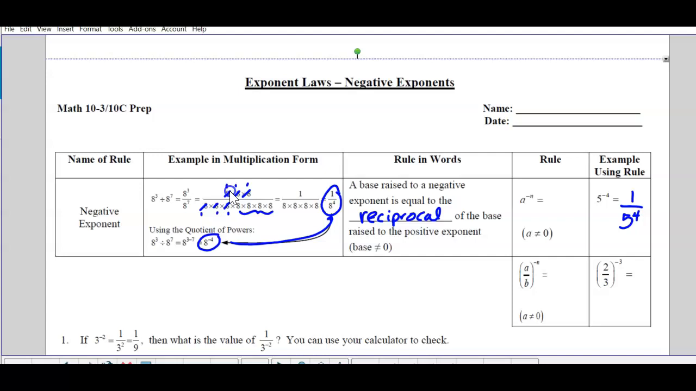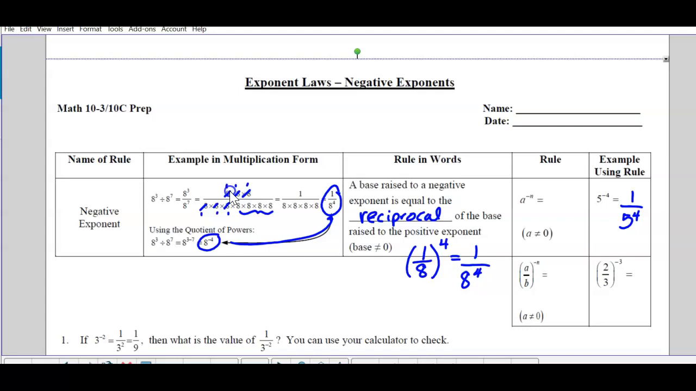Now, technically, with this wording, we should really go 1 over 8 to the positive exponent 4. But remember, when we do that, 1 to the 4 is 1, and 8 to the 4 is 8 to the 4. So we kind of skip this step. This is what happens in words. This is what really happens. Okay, but we skip this step. If it was a fraction to start, then we would start a fraction.